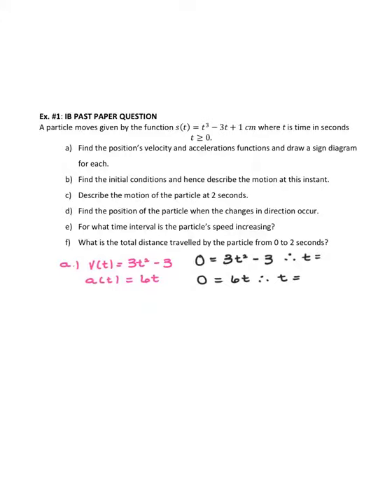So what did we get for t for our velocity function set equal to 0? One. What about our acceleration? We get 0, right? So let's go ahead and draw sign diagrams for our velocity function. And let's draw a sign diagram for our acceleration function. And this represents our time.